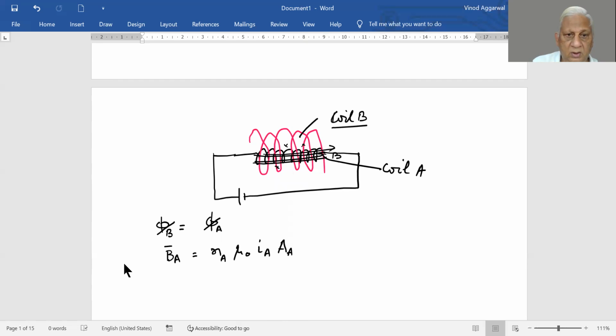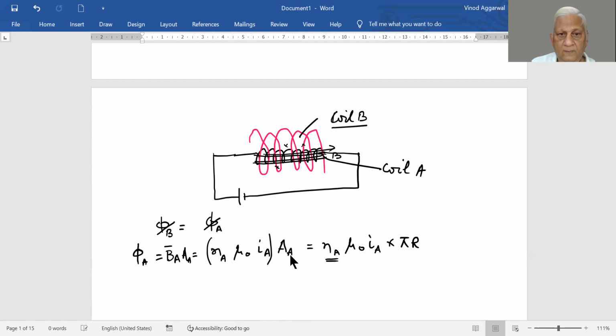This is this, and the flux through A is the magnetic field into area. This is the magnetic field within a solenoid, and this is the area, which will be equal to mu naught, number of turns per unit length, current, through area. Right.